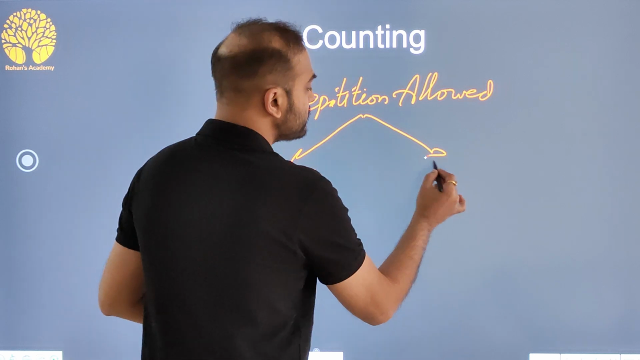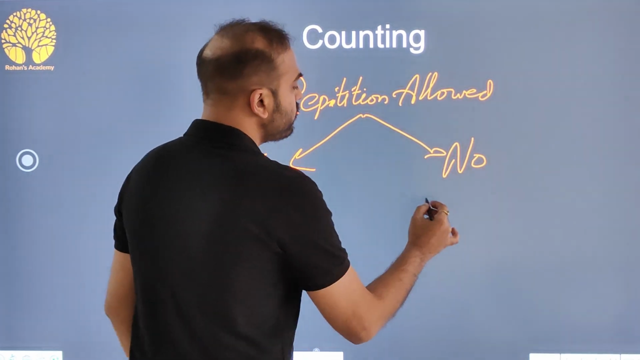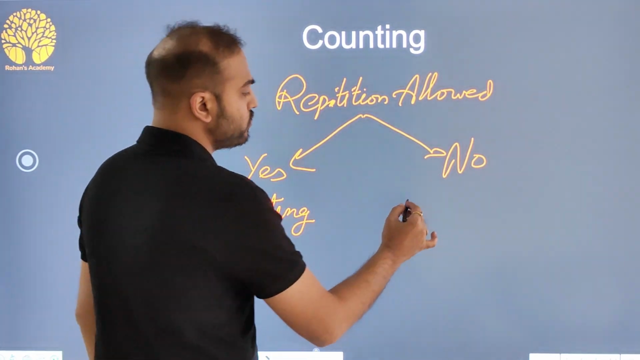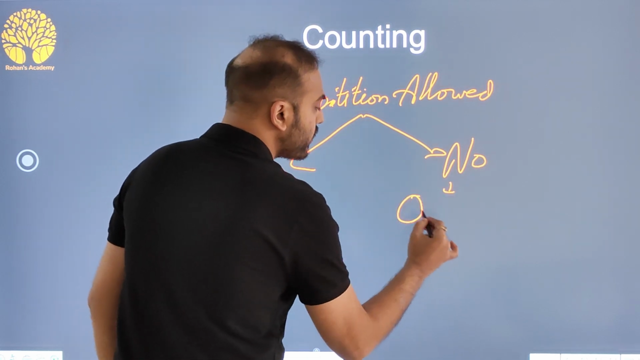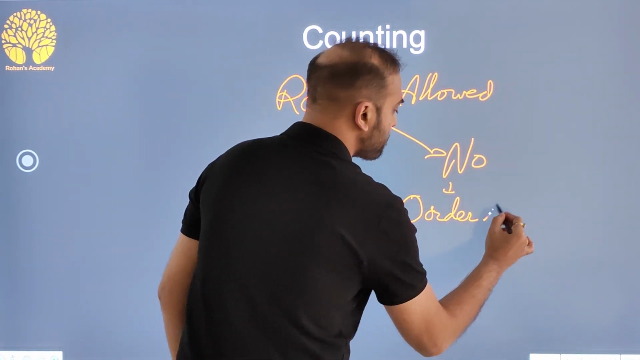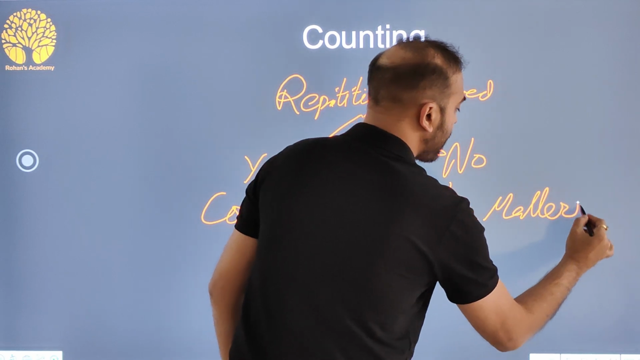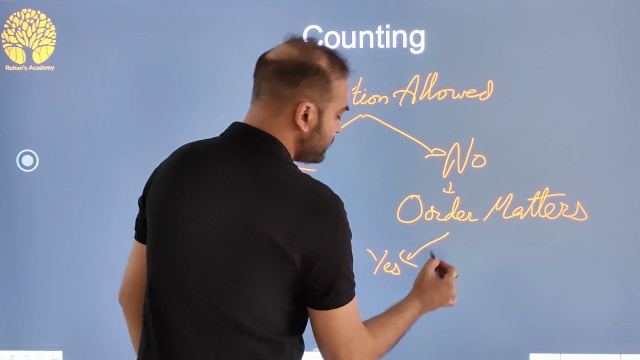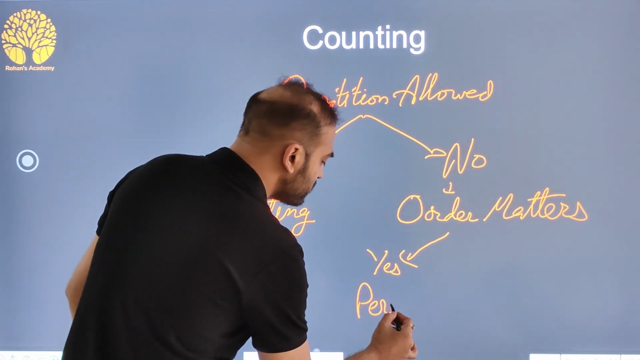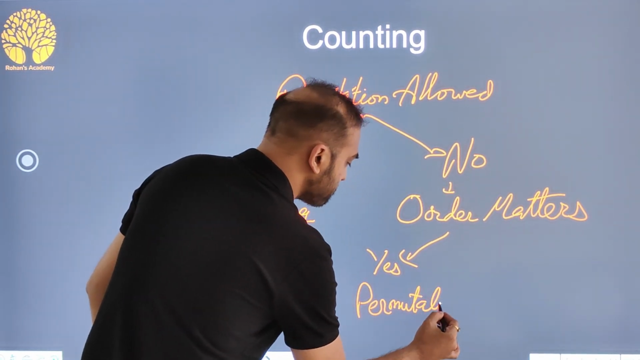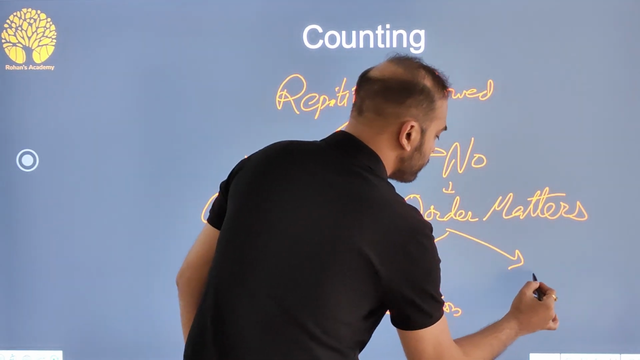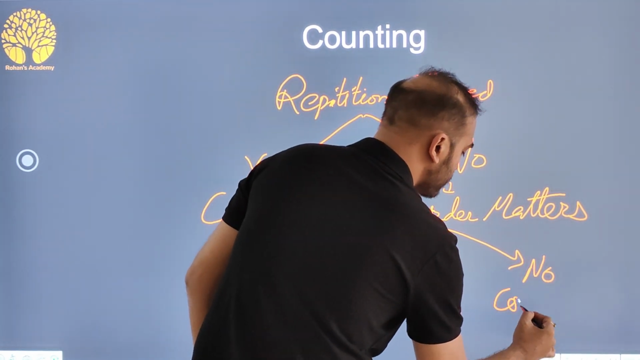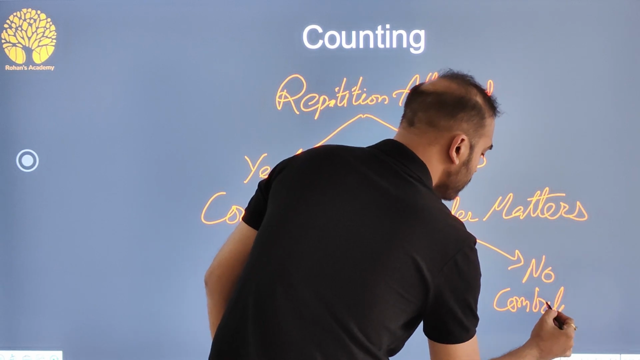If the answer to this is no, then you think: does order matter? The order in which things are happening. Again, if the answer is yes, then you say we will use permutation. If the answer to this is no, then you tell yourself I will use combination.